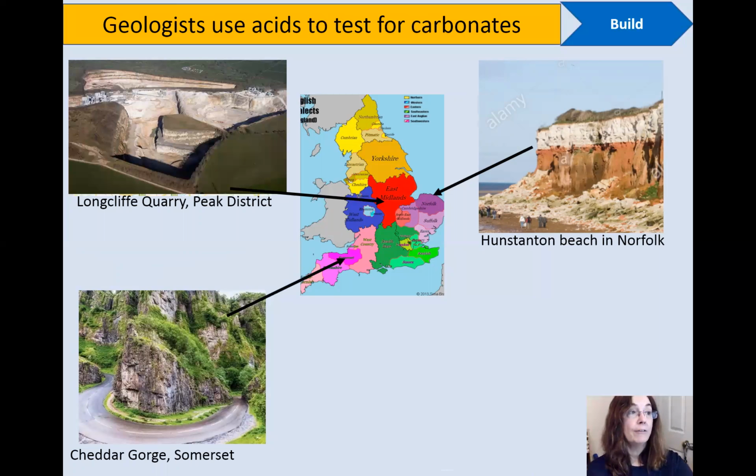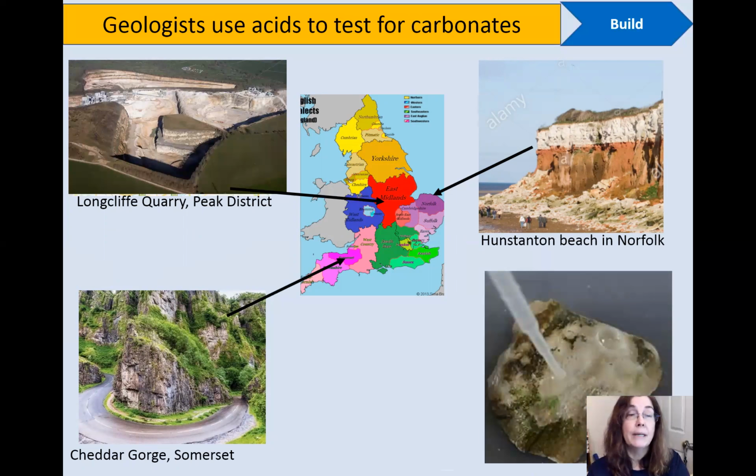You can see they have taken out that limestone, that calcium carbonate, and it's sold. So it's used in buildings and in road manufacture and lots of areas. But geologists can tell it's a carbonate, or in this case calcium carbonate, by getting some of the rock and by adding acid to it. And can you see on the rock where the acid is, it's starting to bubble.